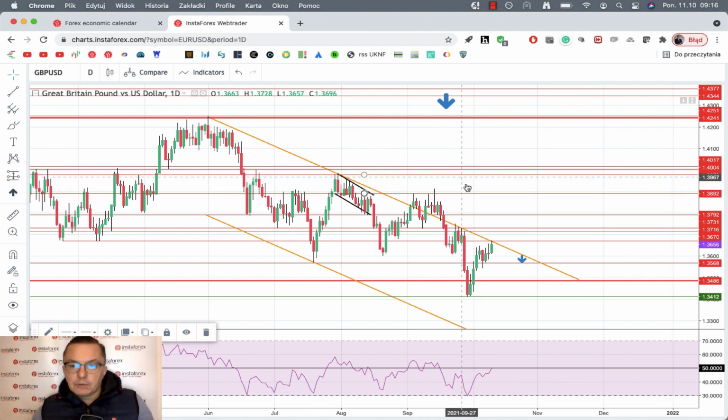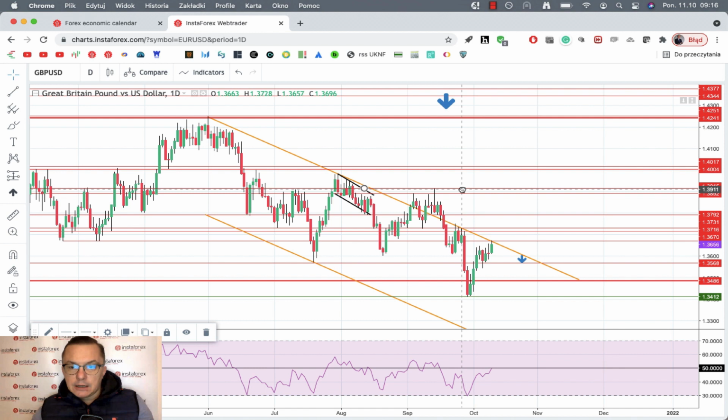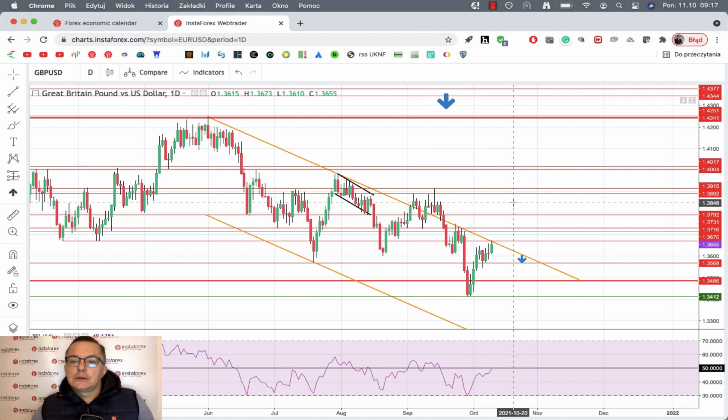Let me just put one more line here. Highs from the 14th of September, 1.3915. That's the zone that might be hit before the market gets towards extremely overbought conditions. So that's the British pound, looking good for a bounce, looking good for a higher, stronger bounce towards the next technical resistances here.